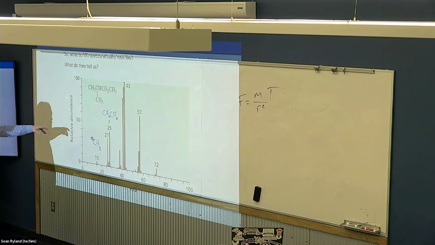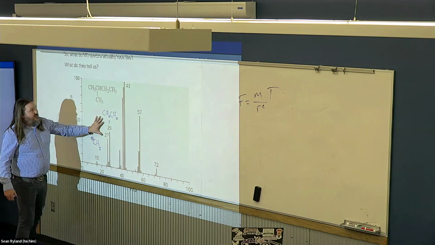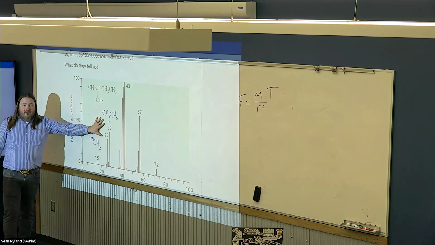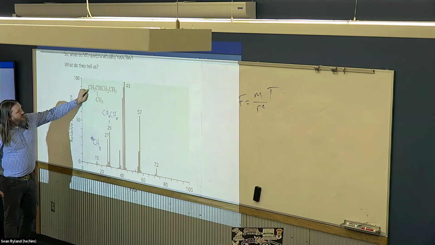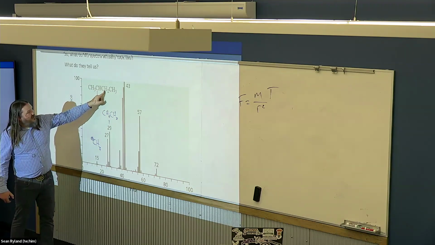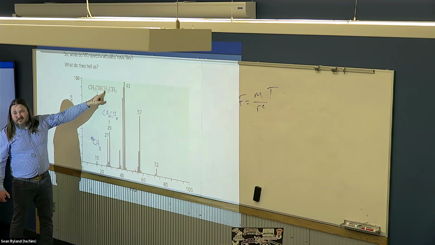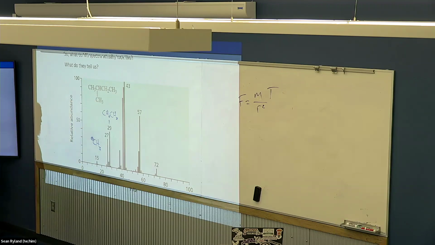So what could 27 be? It could be C2H3, but that wouldn't really make a whole lot of sense. Could it be CH2, I guess? There are some other pieces. Because that's 3 hydrogens plus the 2 carbons that would add up to 27, I think, something like that.